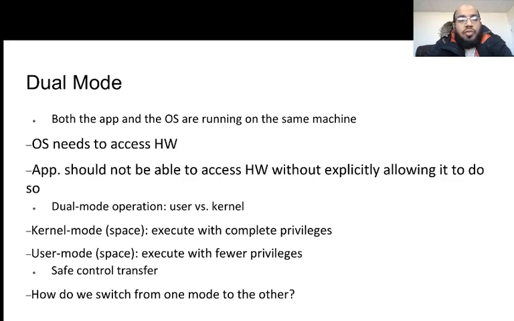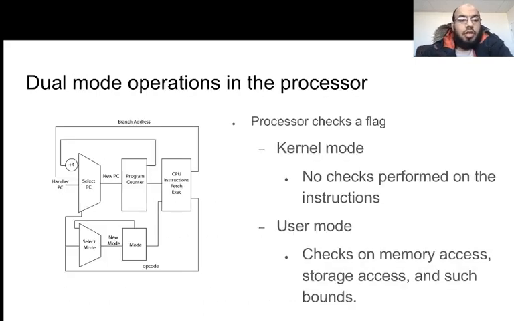And you need a safe way to jump between these two modes. How do you switch from one mode to the other? If we look back at our processor, at that flow that we were discussing, you have a program running, you select the program counter, you select what line in memory you're going to read.